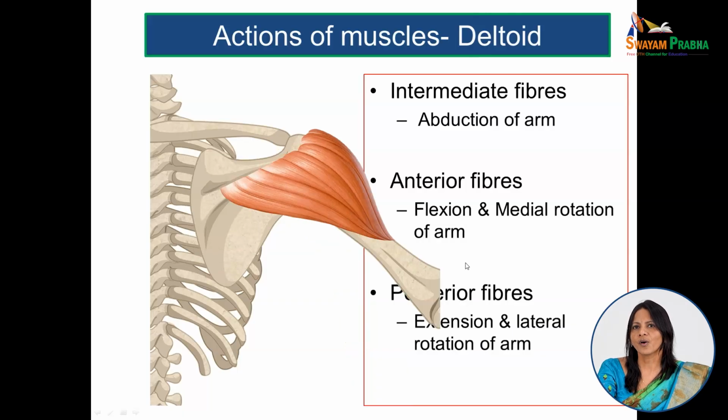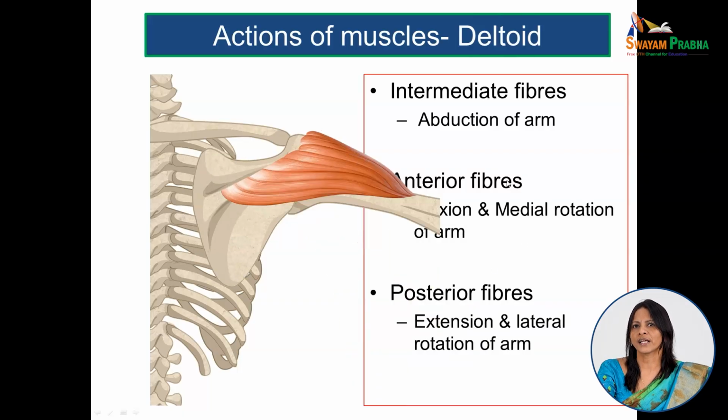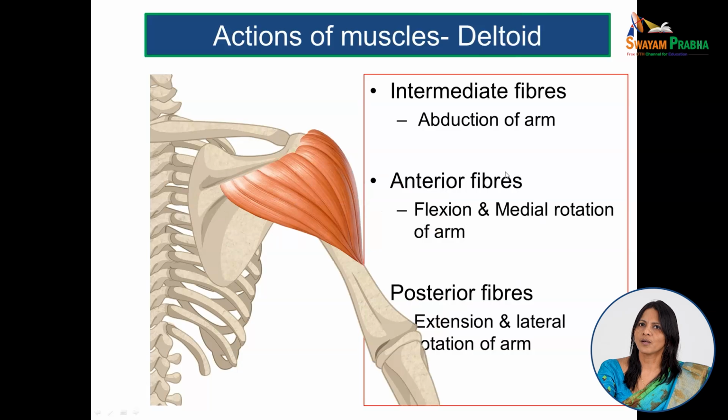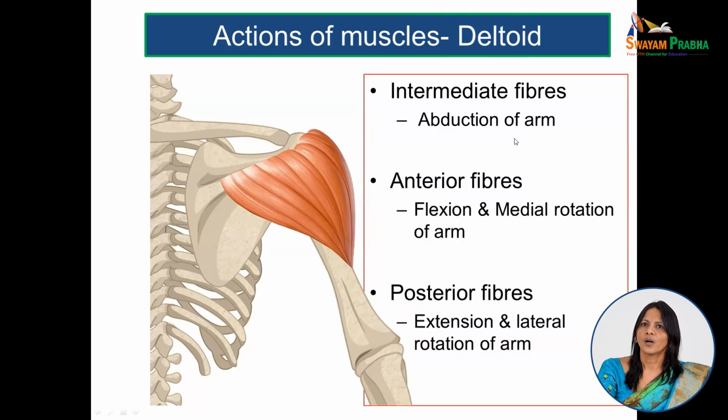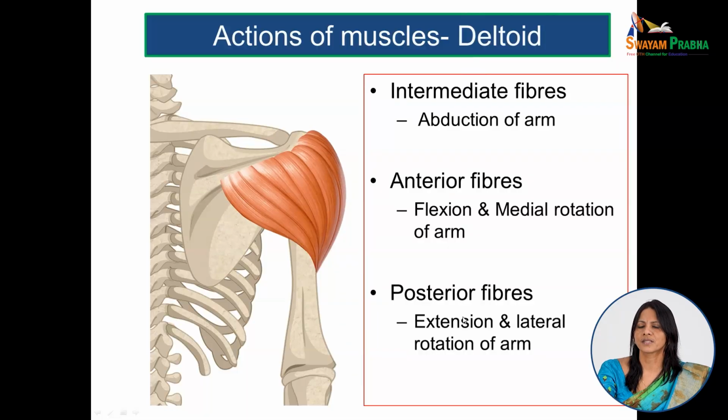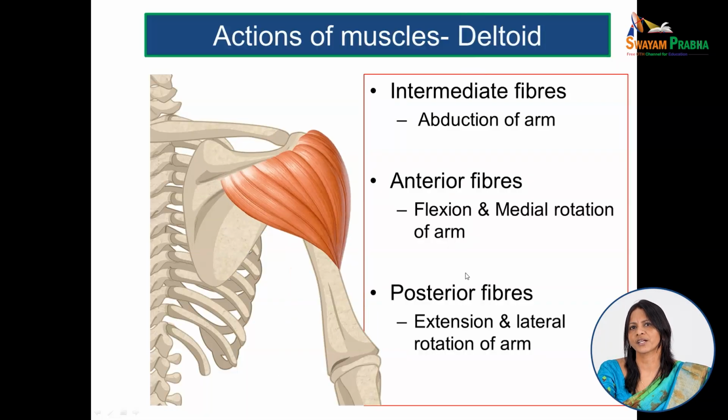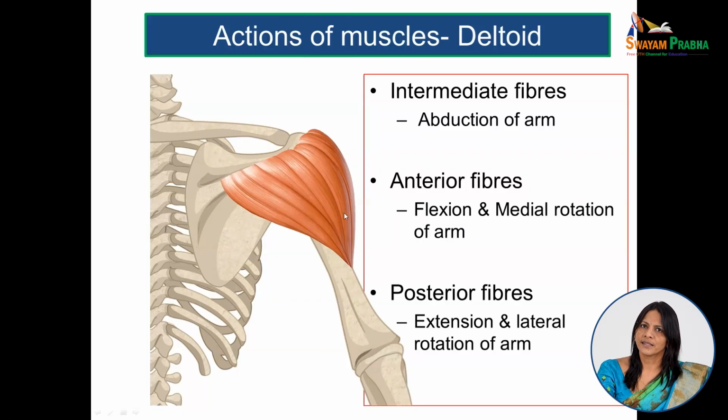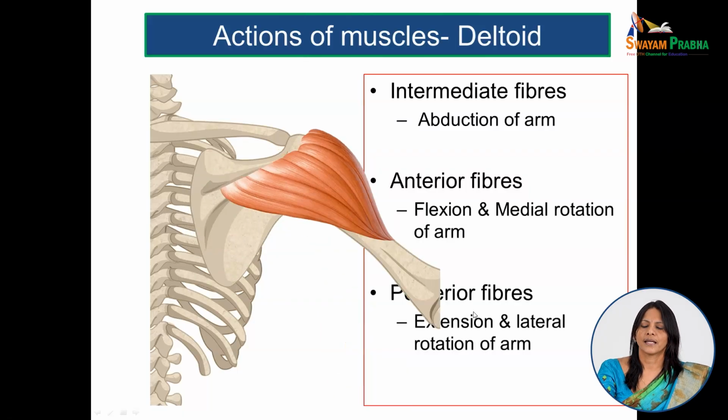of the arm. Because of the opposing actions, any palsy involving the deltoid only results in the compromise of the abduction of the arm, because the anterior and posterior fiber actions cancel out each other. So, if the deltoid is affected, abduction of the arm is affected.